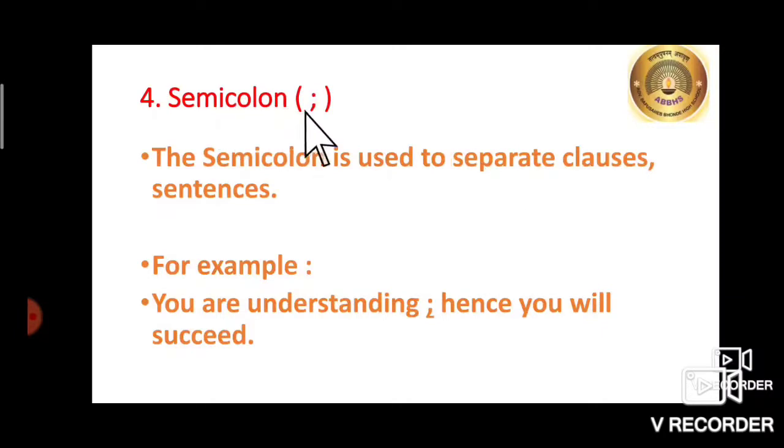Semicolon. Semicolon is one dot and a comma, that is known as semicolon. The semicolon is used to separate clauses and sentences. For example, you are understanding, semicolon, hence you will succeed. So this is the job done by semicolon to separate clauses.